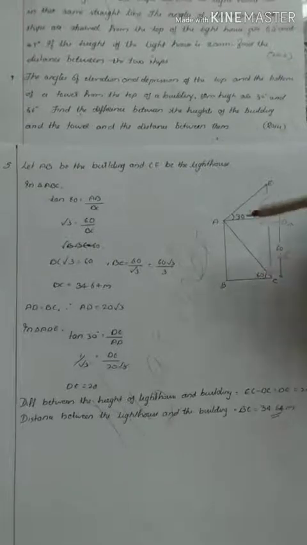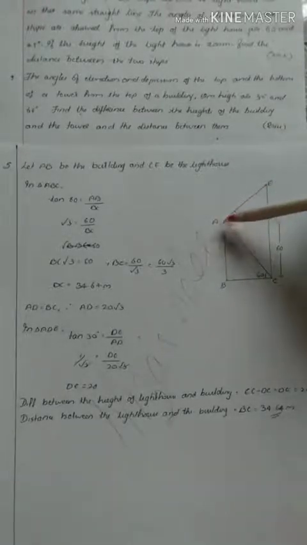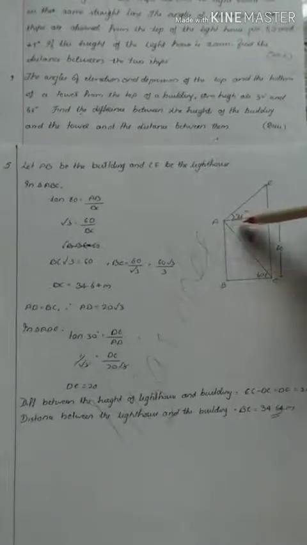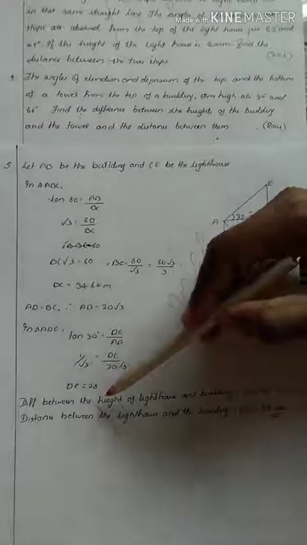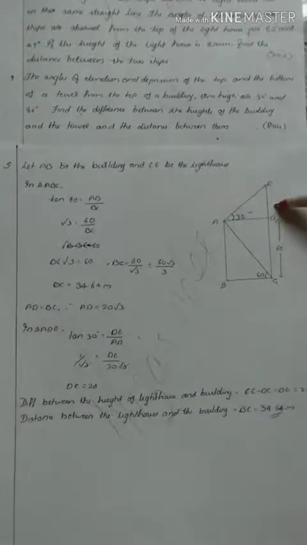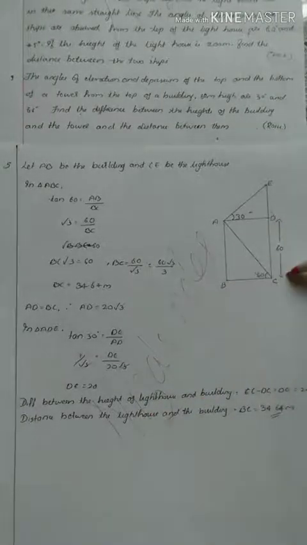Now you take the triangle ADE, because you already got BC, which is equal to AD. So you will take this triangle, and in here tan 30 is equal to ED by AD, and you will substitute the AD, and finally you will get ED or DC as 20. So the difference between the height of the lighthouse and the building is ED, which is 20, and the distance between the lighthouse and the building, which is BC, is 34.64 meter.